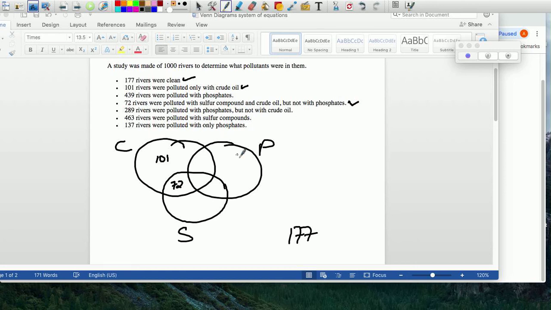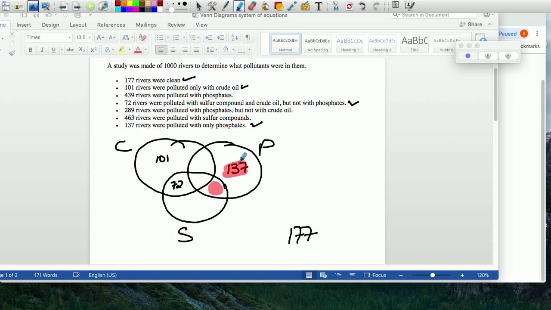137 were polluted with only phosphates, so I can put that over here. And I know I skipped one. 463, and then 289 were polluted with phosphates, but not crude oil. Okay, so all the rivers that have been polluted with phosphates, but not crude oil, would be this. This has phosphates. And, sorry, let me remove that one. And this also has phosphate. Anywhere else, and it's going to have the crude oil.